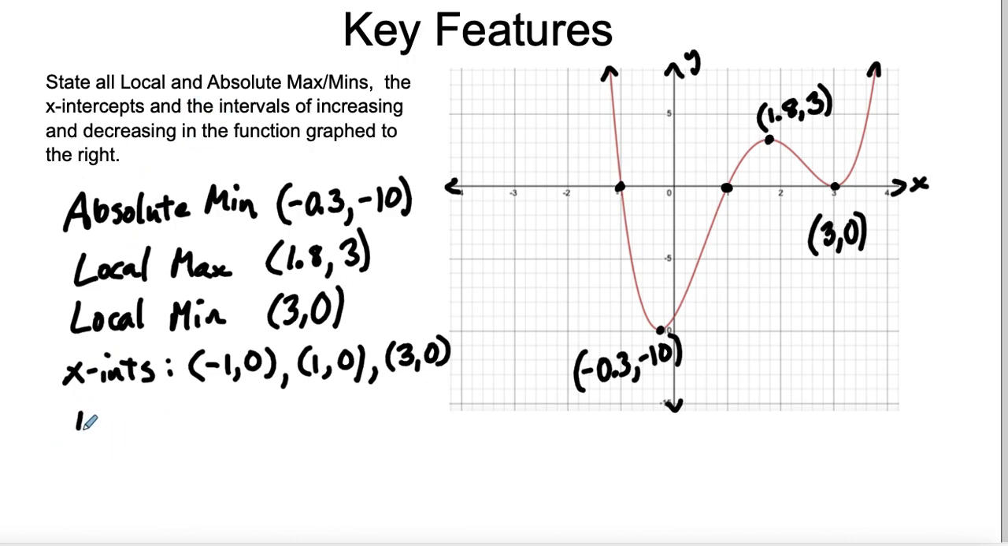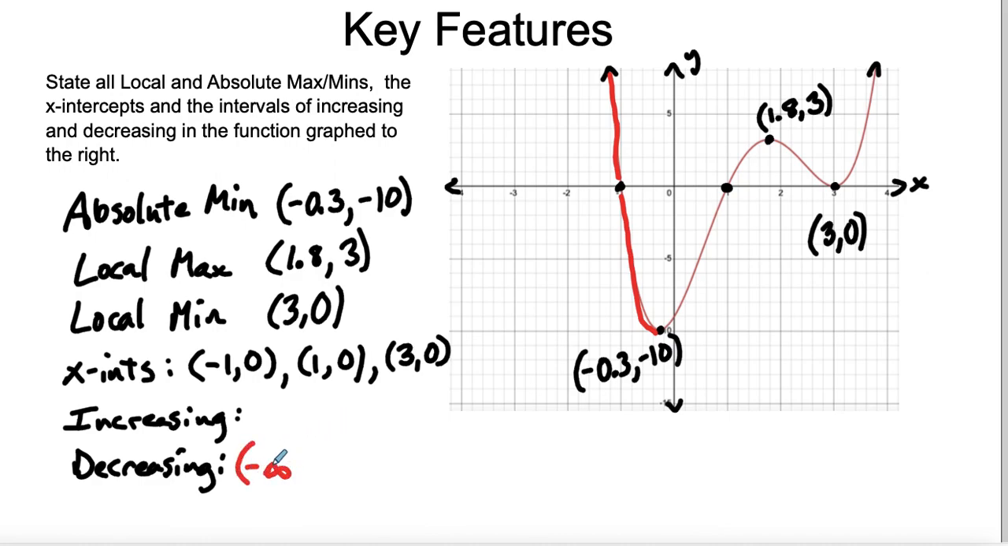Now, final thing. We want our intervals of increasing and decreasing. Really important to remember that these intervals are written in terms of x. We'll identify all those in a second here. So let's start with decreasing actually, because if you trace the graph, you can see that it's decreasing from positive infinity all the way to here. So what that means in terms of our interval is that it's decreasing from negative infinity, because really it would just go on forever, to -0.3.